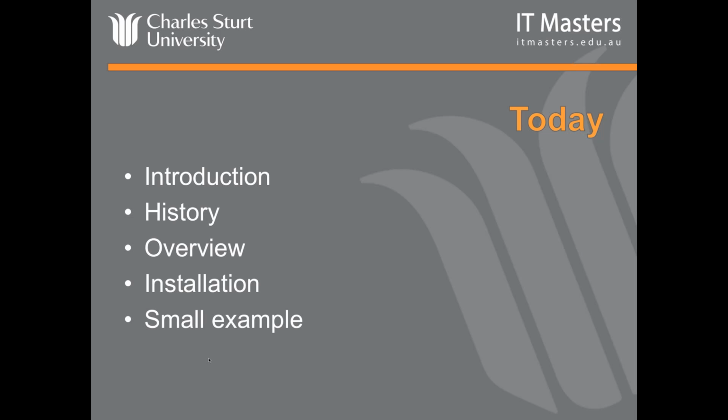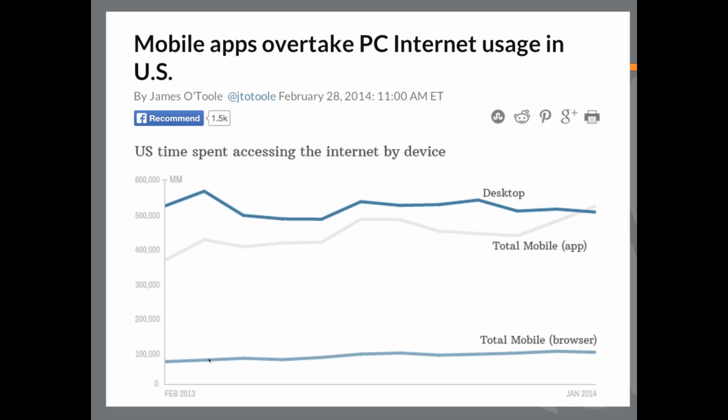All right, so into it. Let's just have a look here. If you look at this diagram, this came out on 28th of February this year, and you can see here, as it says, the time spent accessing the internet by device. This is the bit that we're interested in right here, because this shows that there's been a crossover where mobile applications are being used to access the internet more than desktop.